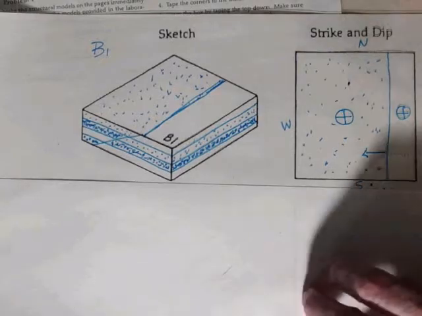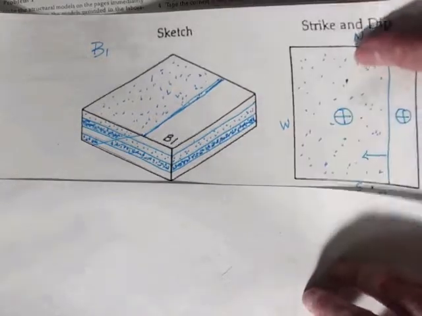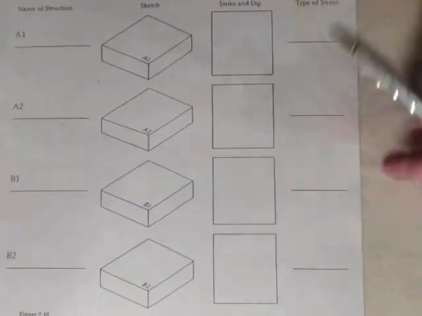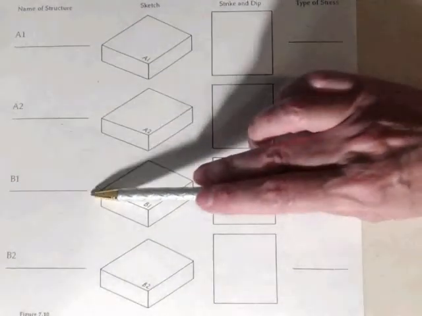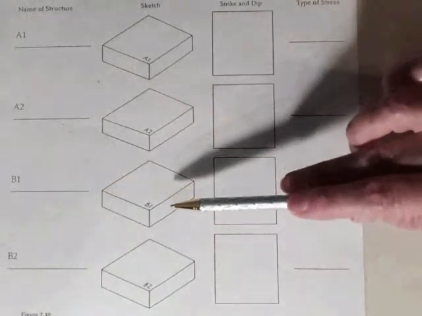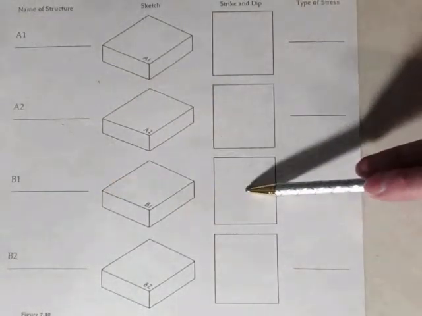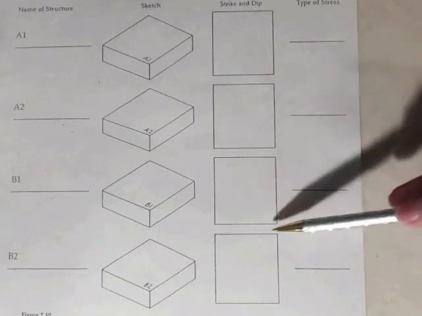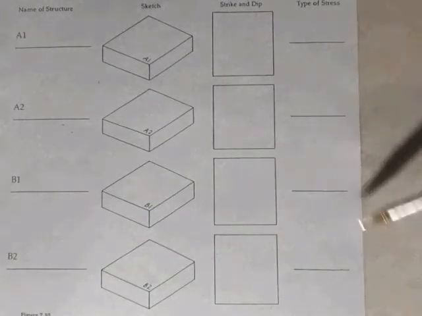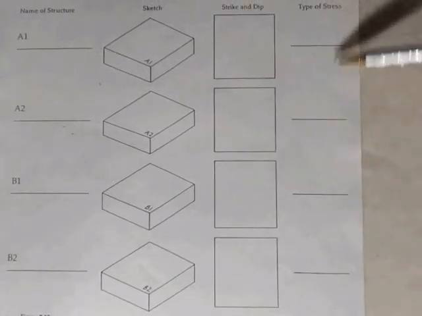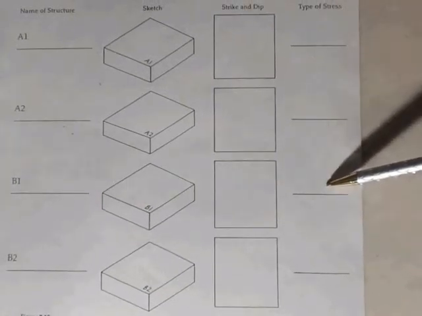Okay, so name a structure. Back on that page here for box B, B1. Name your structure: reverse dip slip fault. You had your sketch. You put in your strike and dip, just the little horizontal rock layer symbols. And I just put a little arrow for the slant. And our type of stress, compression for that.